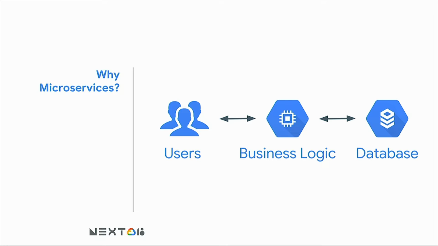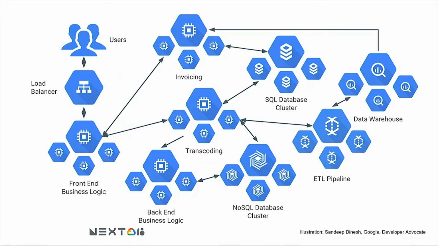Where monoliths become more problematic is if you need to scale certain capabilities within that code base independently, it becomes challenging. Everyone's working on the same code base, so if you want to change one thing, you're still pushing the whole application.